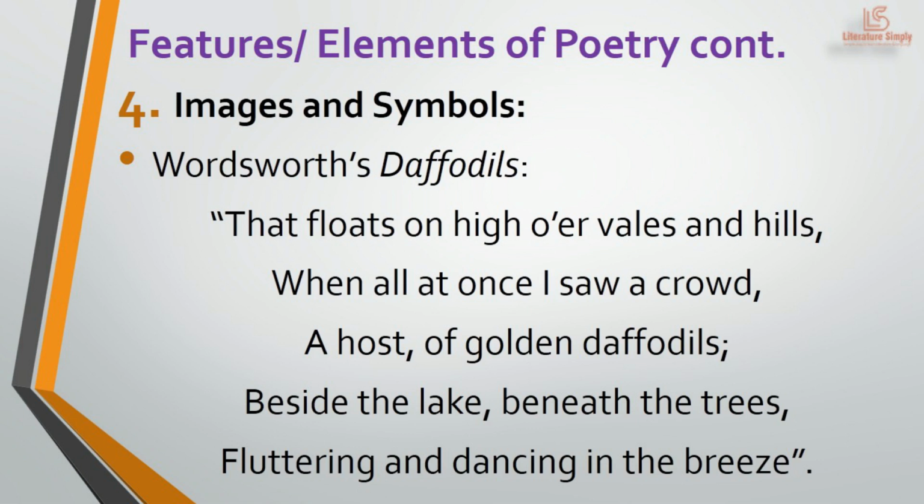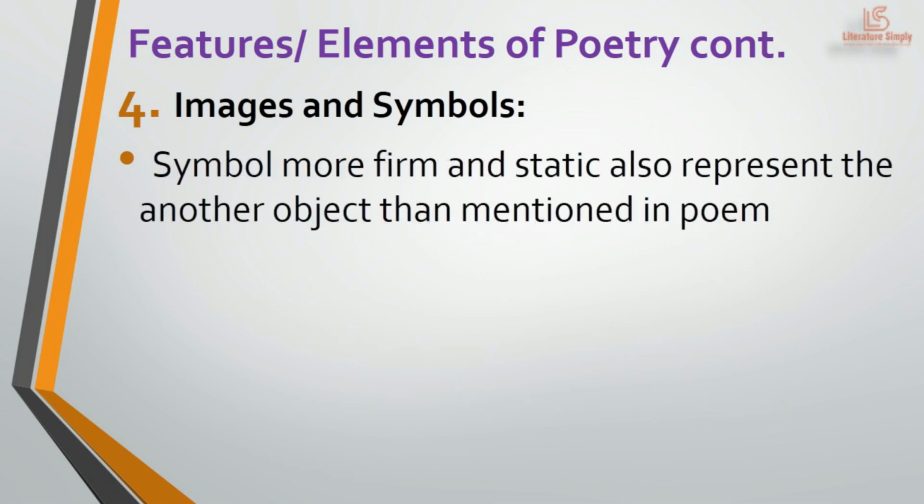Let's list the words that cause this picture in our mind, and the words are: floats, vales, hills, saw, crowd, host, golden, daffodils, lake, trees, fluttering, dancing and breeze. Symbol, similar to image, is more firm and static, and also represents another object than the one mentioned in the poem. It signifies and stands for another object. For example, the red color is the symbol of danger.